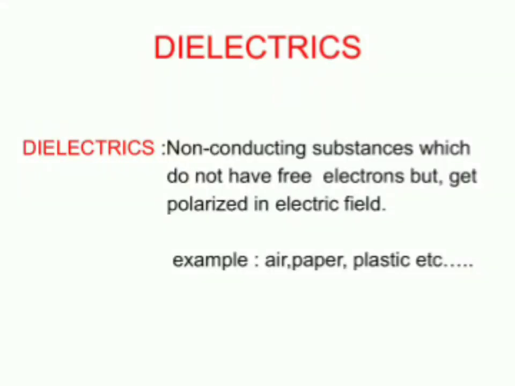In today's topic, we will be studying substances called dielectrics. Dielectrics are non-conducting substances which do not have free electrons, but they get polarized when you subject them to an external electric field. Examples: air, paper, plastic, etc.